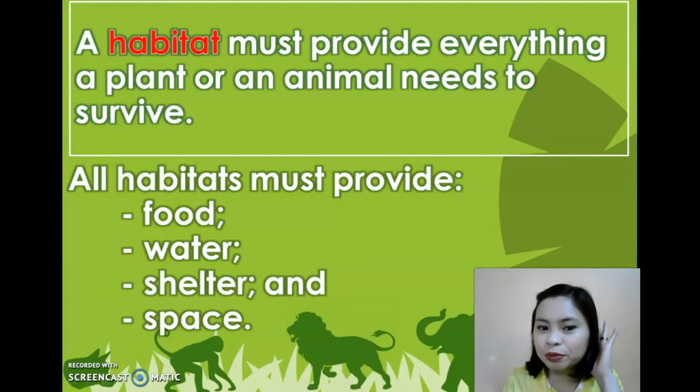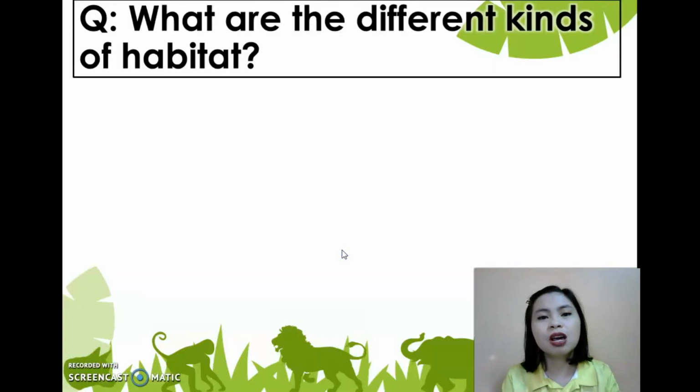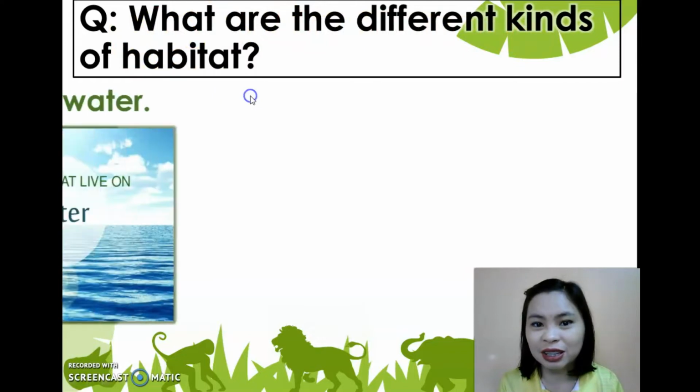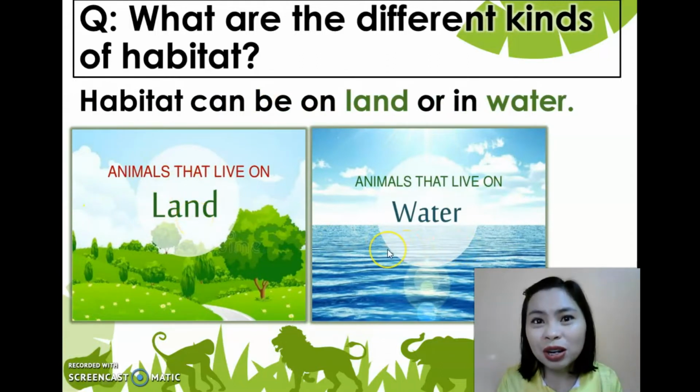food, two, water, three, shelter, and fourth, space. Okay, good job. So next, we are going to know the different kinds of habitat, and our question would be, what are the different kinds of habitat? Habitat can be on land or in water.